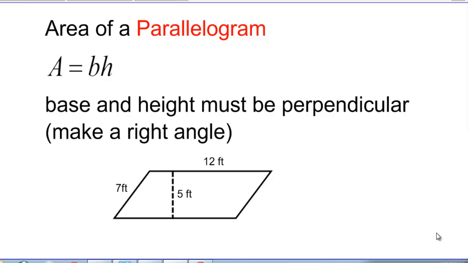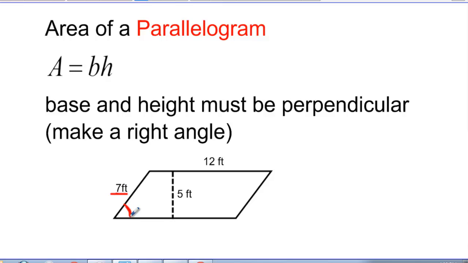I find area of a parallelogram by taking base times height. And I just need to be sure that the base and the height have to be perpendicular, which means that they have to make a right angle. So as I'm looking at this parallelogram down here at the bottom, I cannot use this side labeled 7 feet as my height because it is not forming a right angle with the base. That's not a right angle.